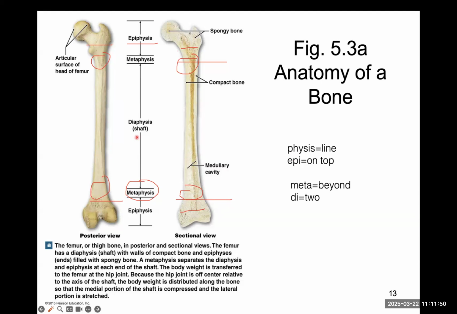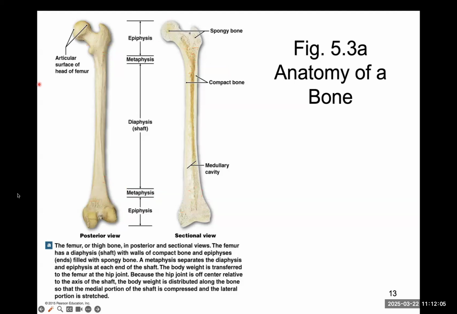So those are the sections of the long bone. So when I put a sticker here and ask you what this part is called, you're going to say epiphysis. And if I put a sticker on this long part of the bone, then you're going to call it diaphysis.